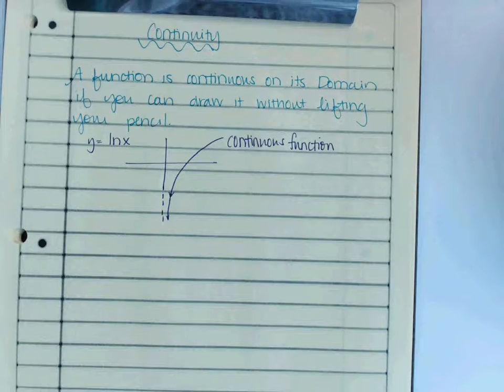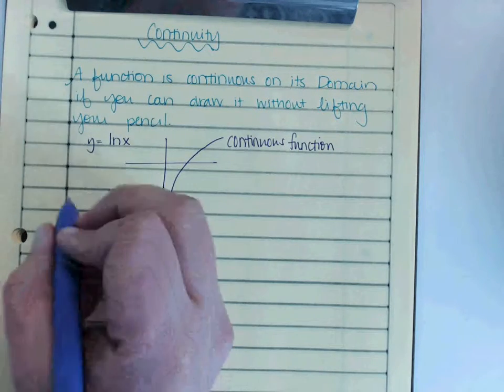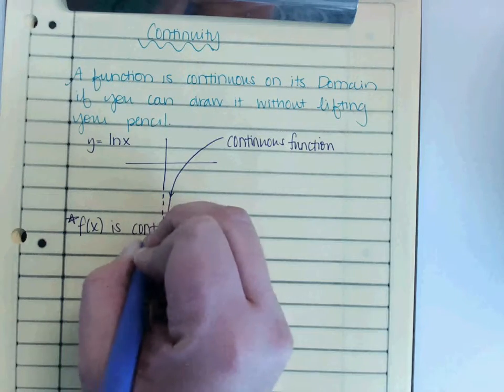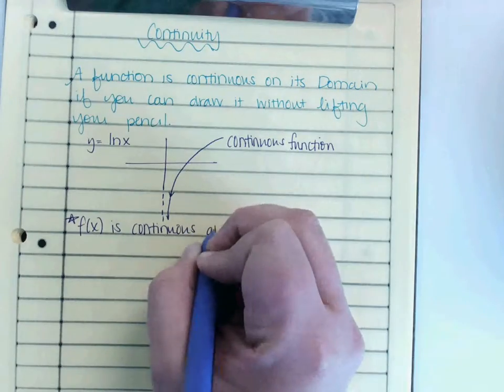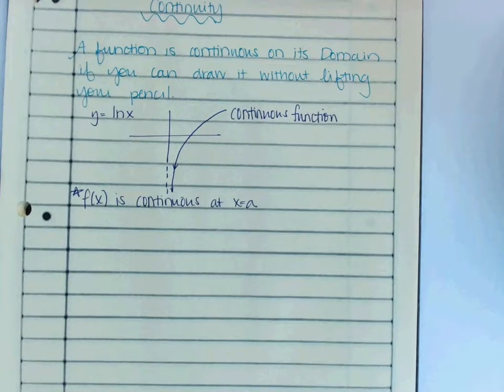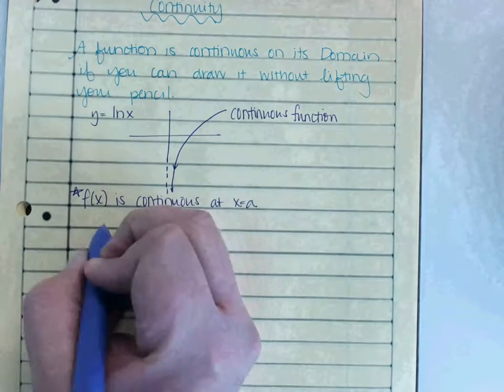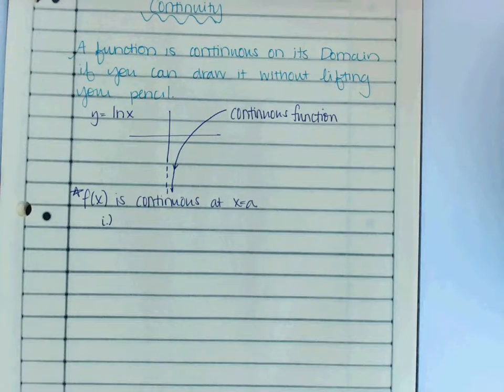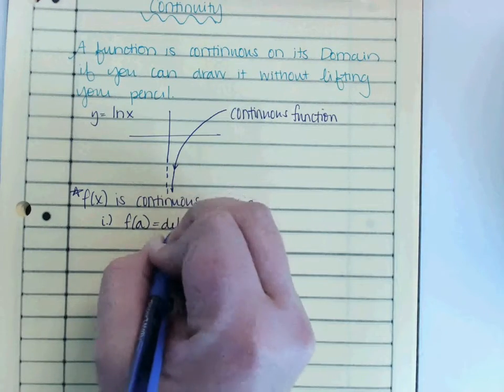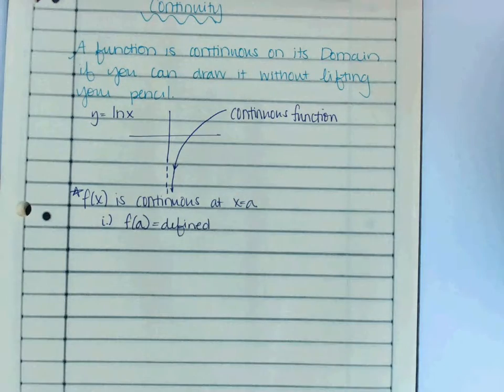We're going to do a formal definition, and then we're going to prove some questions with it. So your calc definition would be, put a little star here: f of x is continuous at x equals a if three conditions are met. The first one is that you have to have a y value. We're going to call these I, II, III, like Roman numerals. So f of a has to be defined. There has to be a y value for whatever your x value is. That's step number one.